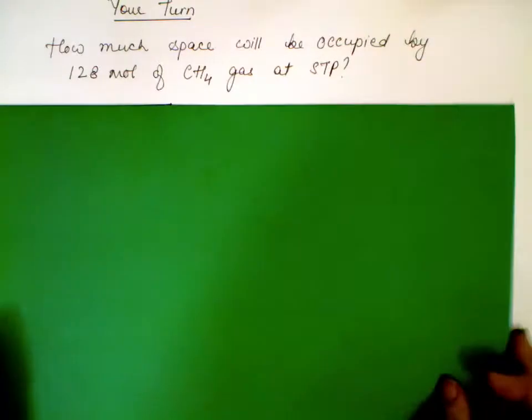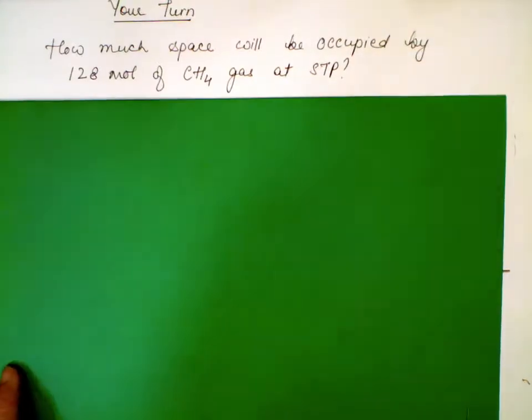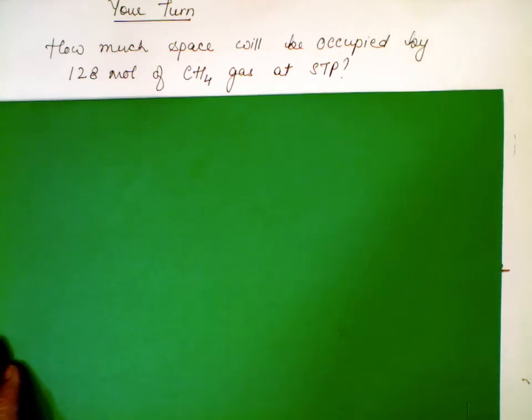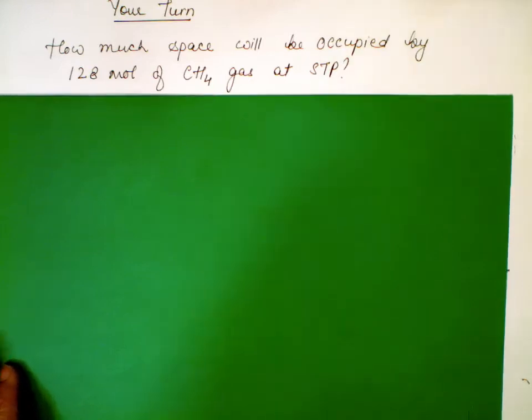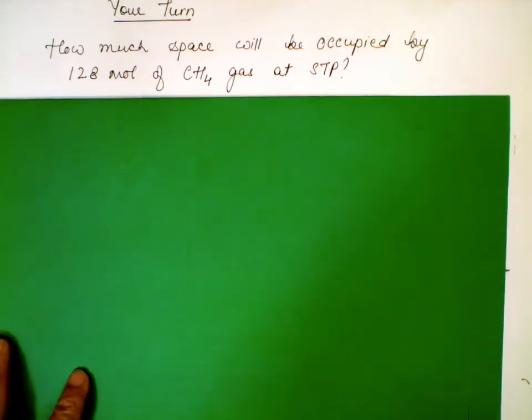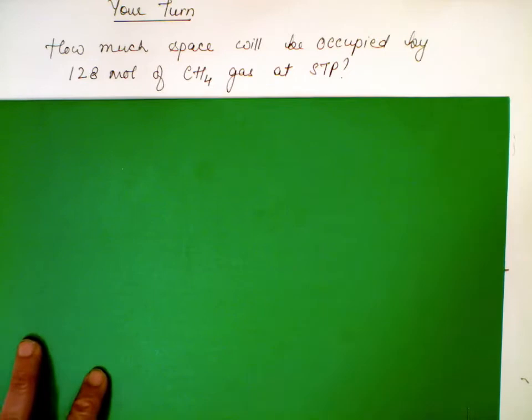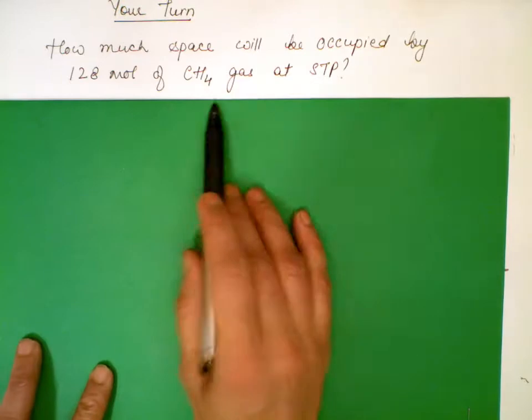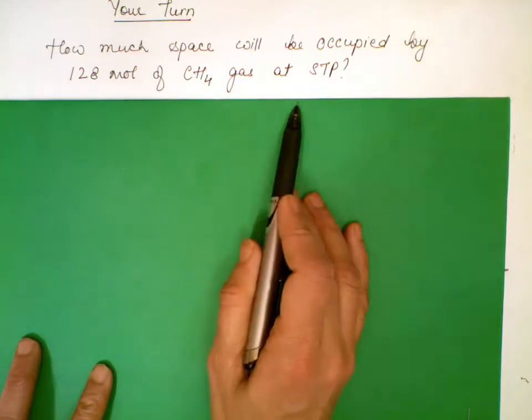So you're going to do the same thing. 1 mole equals 22.4 liters. You're going to pick the fraction which you think is going to cancel out the units that you don't need and which is going to leave you with the units that you actually need at the end. So how much space will be occupied by 128 moles of methane gas at STP?